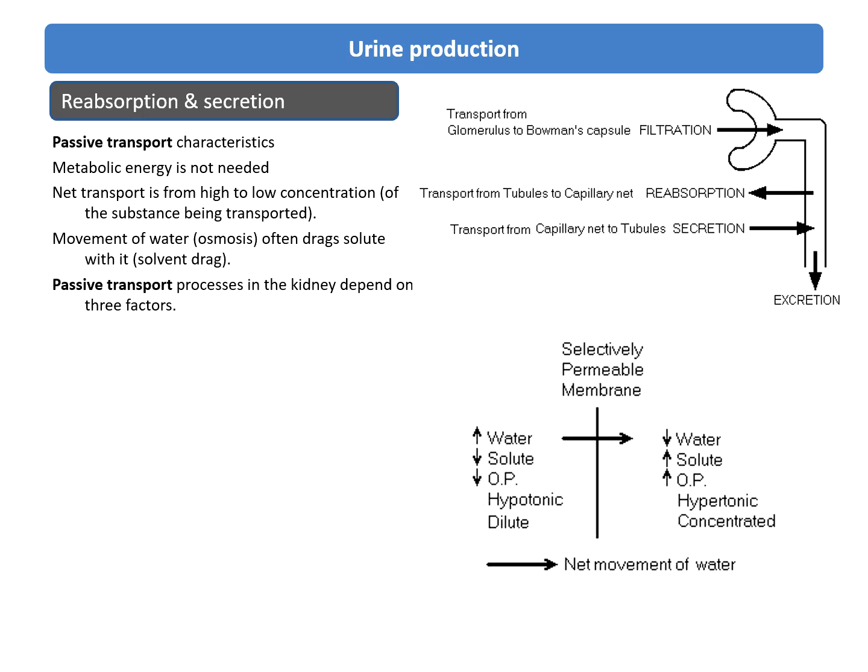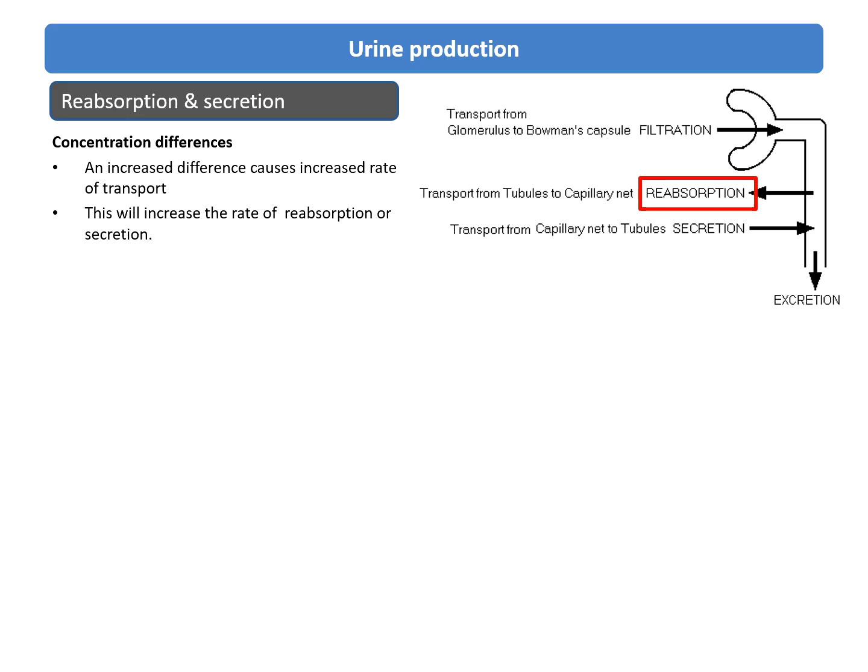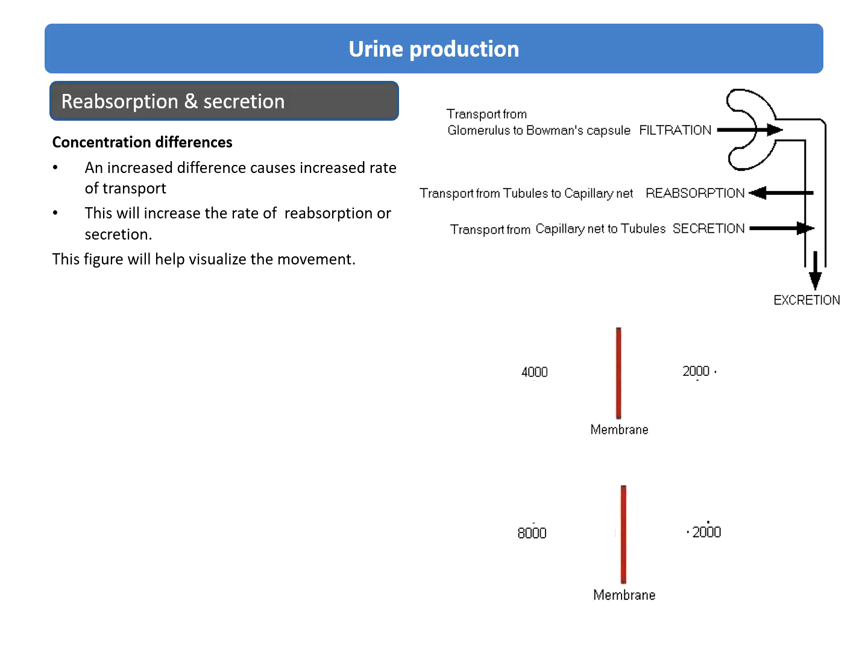Passive transport processes in the kidney depend on three factors. They depend on a concentration difference or gradient, membrane permeability, and blood pressure. Let's look at concentration differences. An increased difference causes an increased rate of transport. This will increase the rate of reabsorption or secretion. Here's a figure to help you visualize the movement.